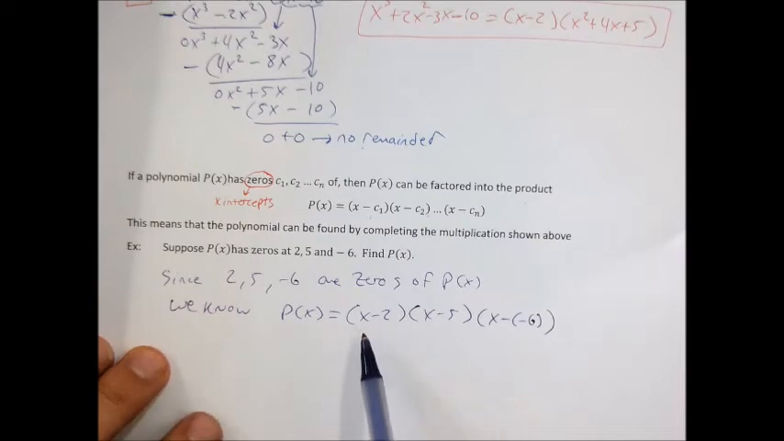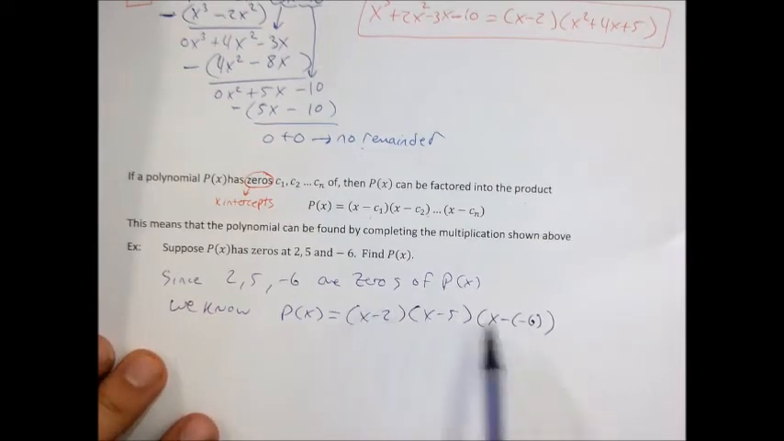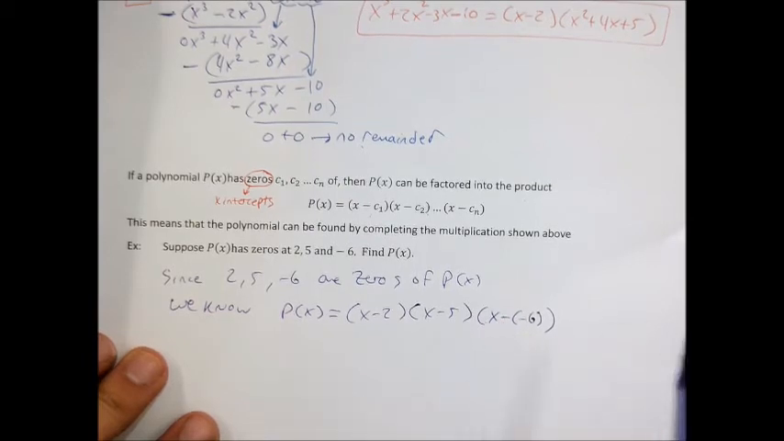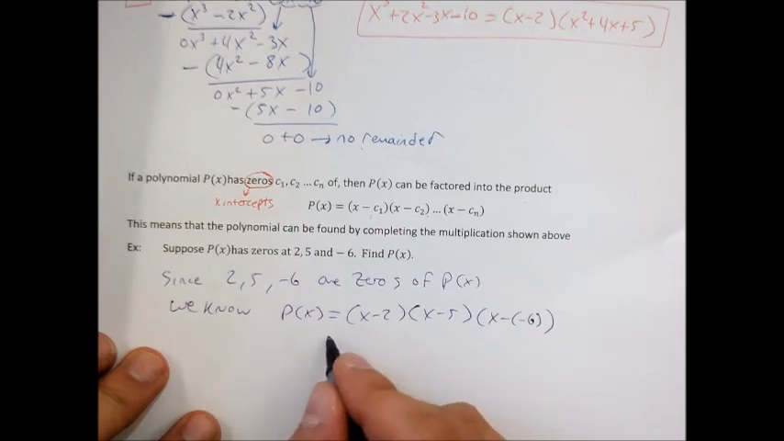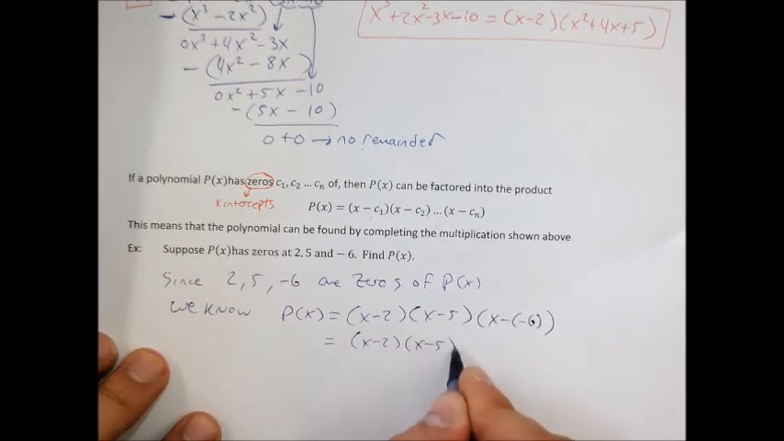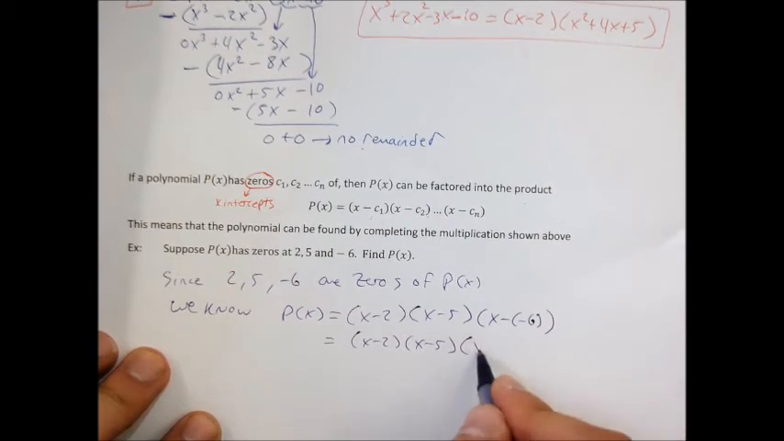And this can be useful because now we know what the polynomial is. We can just distribute this all out, do a whole bunch of distribution, and figure out what the polynomial actually is. And so I'm just going to write down those steps just to be clear about it, right? So the first thing I'm going to do is make the minus 6 a plus 6.